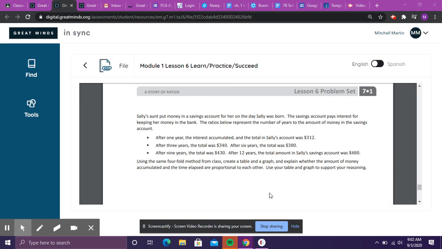Because what we're going to do is we're going to do this problem on the problem set. We're going to walk through it, and then we're going to go back to the last lesson, and we're going to finish the exit ticket for homework. So let's get started by looking at this problem right here.